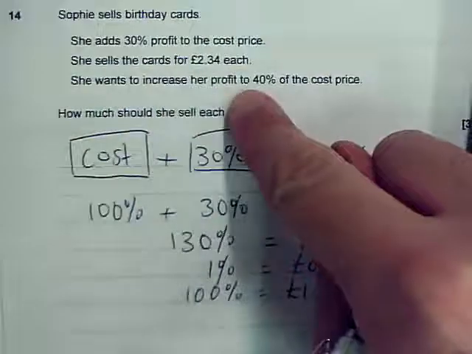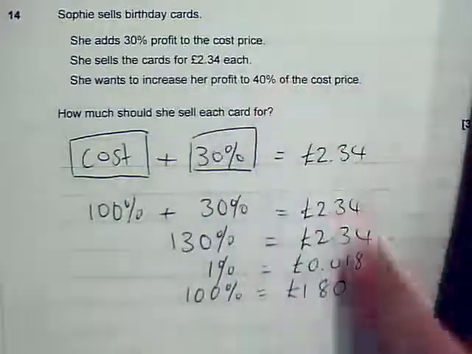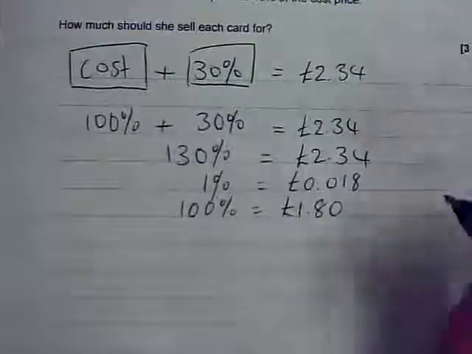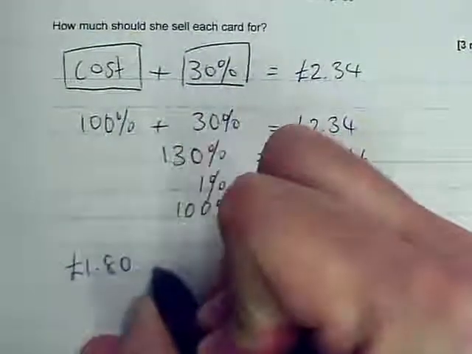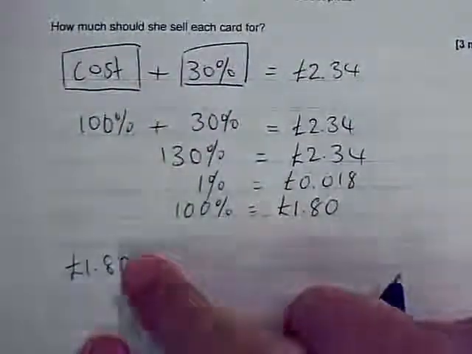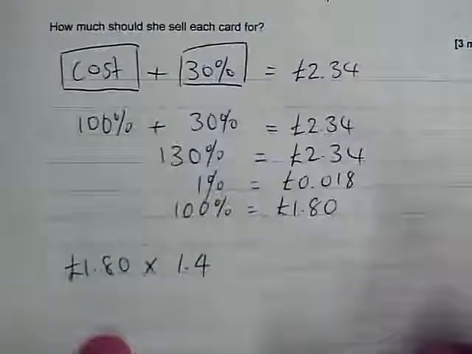Now, she wants to increase her profit to 40% of the cost price. So how much should she sell the cards for? Hopefully it's clear what I need to do. £1.80, I want to increase this by 40%, so I'm going to multiply it by 1.4.